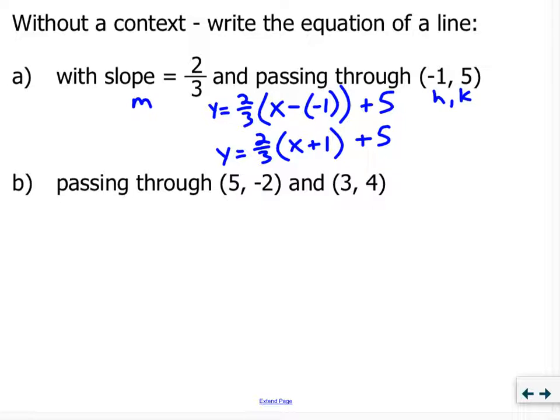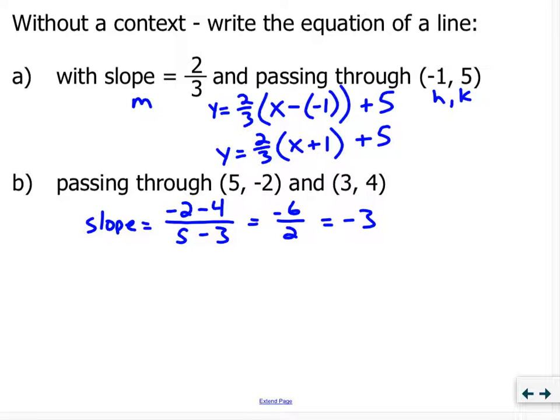In our second one, notice that I'm given 2 points. I'm not given a slope. Well, if I'm not given a slope, find the slope. So remember, slope is a change in y over the change in x. So let's see, maybe our y's change will go from negative 2 and we'll subtract 4. And in the same order, we'll subtract 3 from 5. We get negative 6 over 2. So the slope is negative 3.